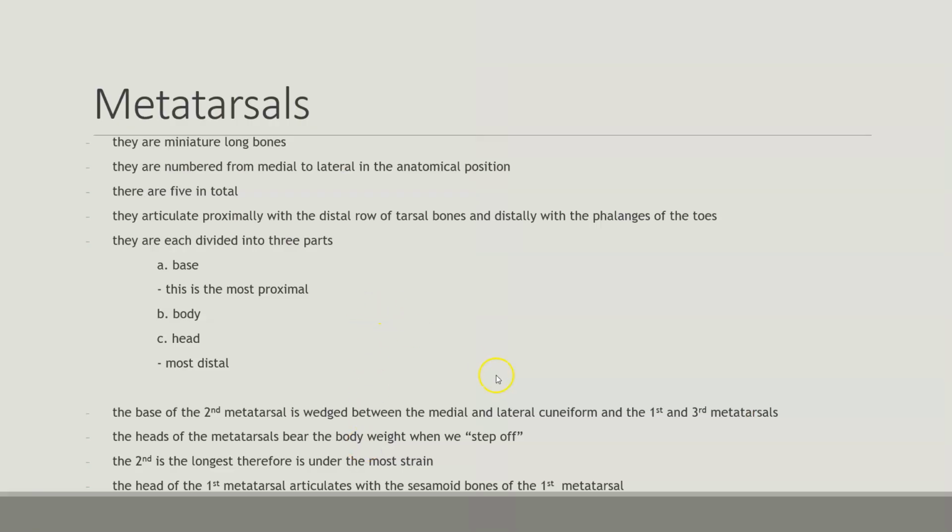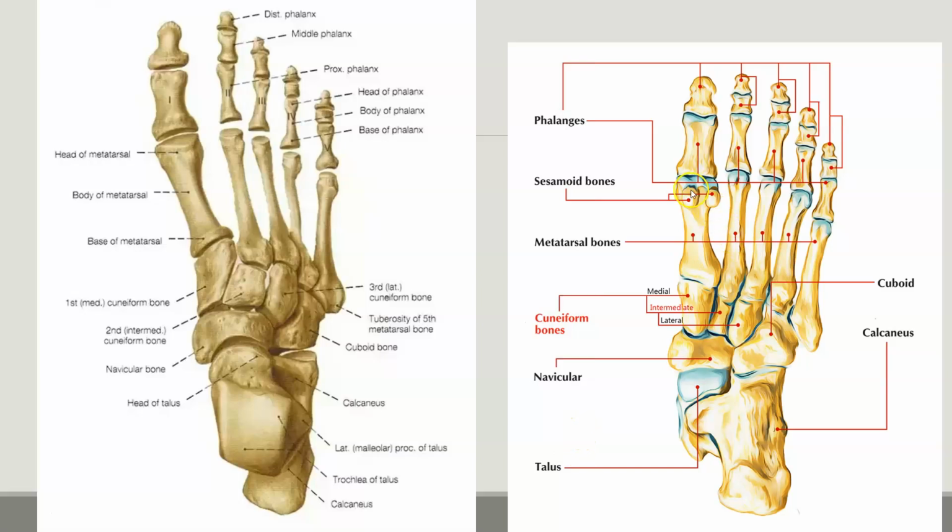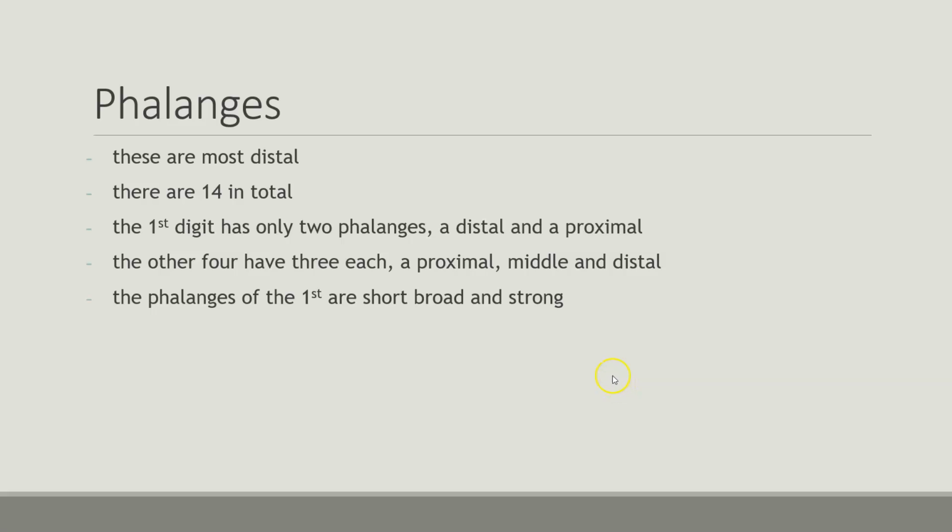The heads of the metatarsals bear the body weight when we step off. So when your coach says, get in that athletic position and get up on the balls of your feet, you're actually standing on the heads of your metatarsals. The second, of course, is the longest and therefore under most strain. And the head of the first metatarsal articulates with the sesamoid bones. So in some diagrams, you'll see right here that there are two sesamoid bones on the plantar surface of the first metatarsal for a particular muscle that heads off to the great toe.